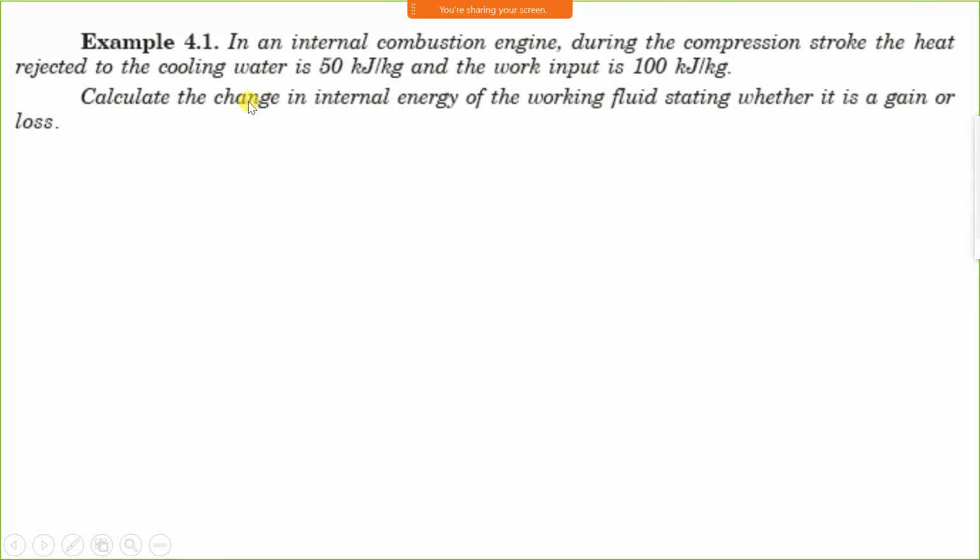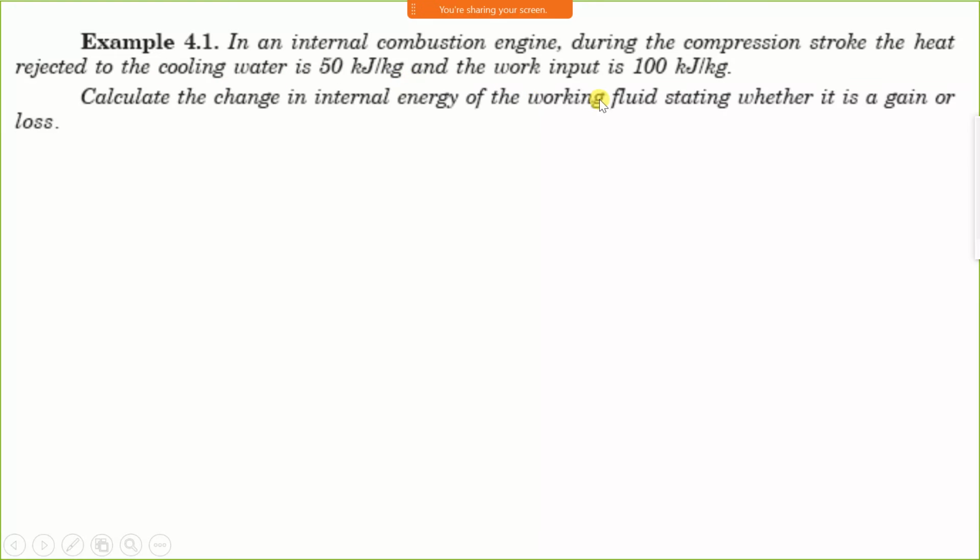Let us solve some problems. In an internal combustion engine, which is an engine we use in our automobiles, bikes and cars, during the compression stroke, heat is rejected to the cooling water. The engine is a system, and during the compression stroke, heat rejected from the system is 50 kilojoule per kg. Heat rejected is negative. Heat supplied to the system is positive. Heat rejected from the system is negative. Therefore, Q is equal to minus 50 kilojoule per kg.